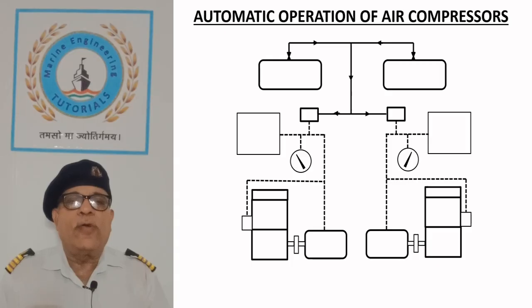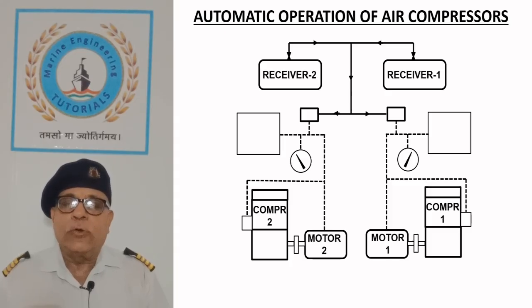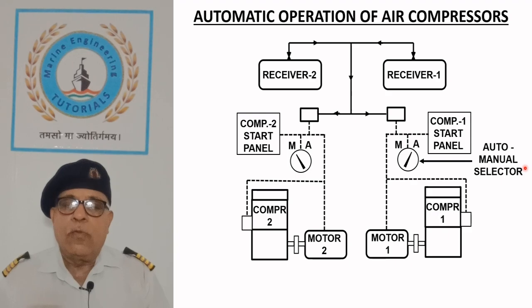Automatic operation of air compressors. The sketch shows a shift arrangement of the automatic control circuit for starting and stopping the air compressor. The ship is equipped with two air receivers and two compressors driven by electric motors. When the ship is at sea, one set of compressor and receiver is in use with the concerned valves open, while the other is kept pressed up and remains standby for use in emergency.